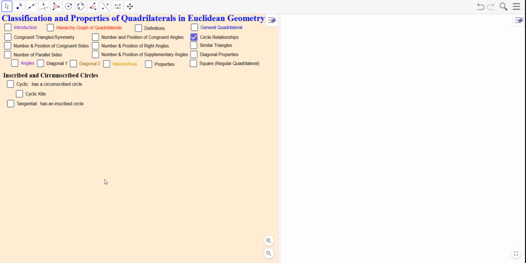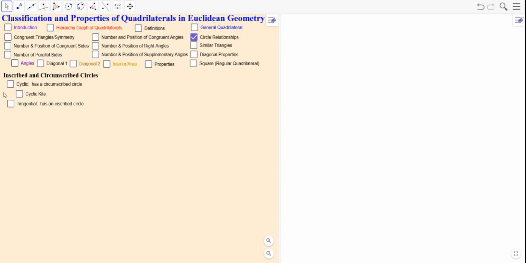Hello, now that we have some results about circles and some different things related to circles like inscribed angles, and some more results about similar triangles, let's go back to look at quadrilaterals again. And specifically, I want to look at some cyclic quadrilaterals. So here's my large GeoGebra collection of quadrilaterals.